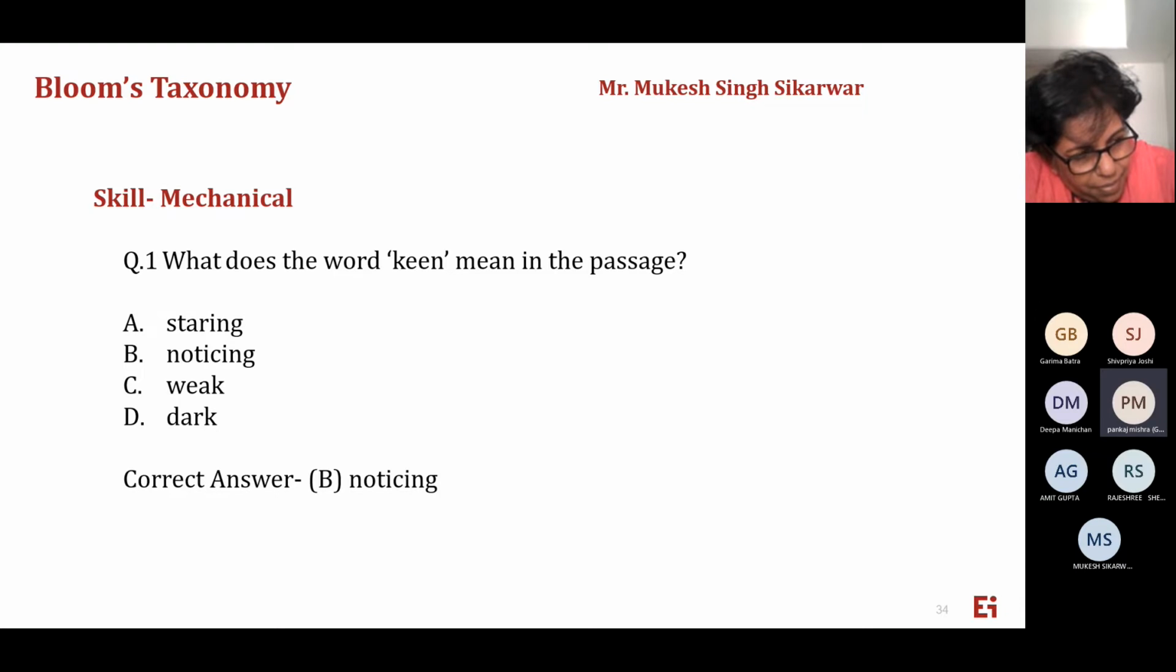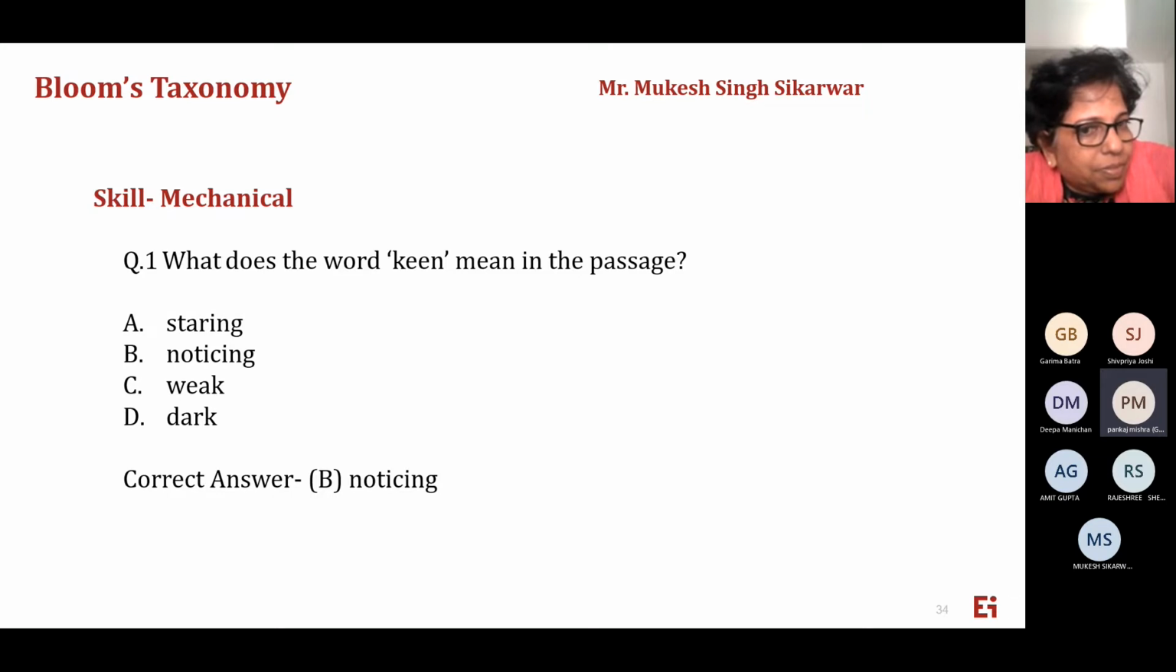My only concern is that when we ask direct questions on vocabulary-related items, there is a dictum that vocabulary should not be taught or tested in isolation. It has some meaning only in the context. So you are asking what the word keen means in the passage. The passage is the context, so it's a good question, and a mechanical type of question.